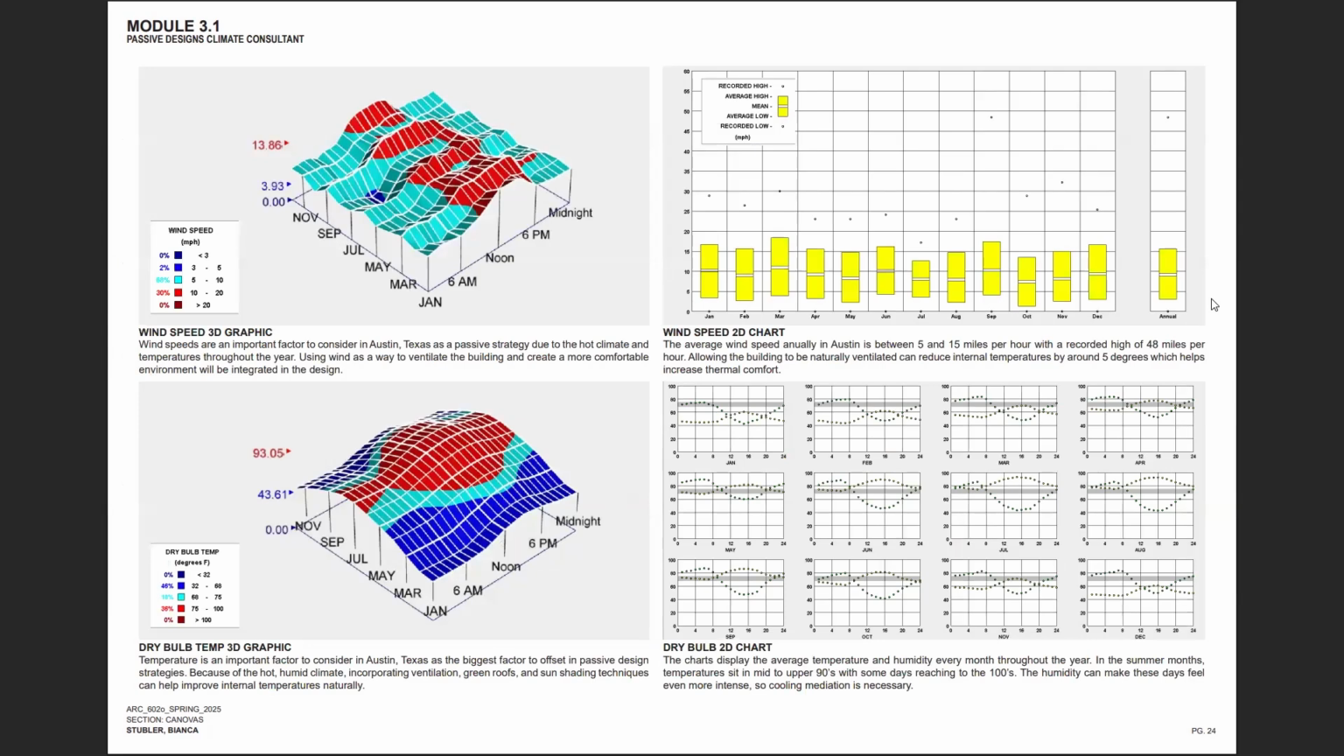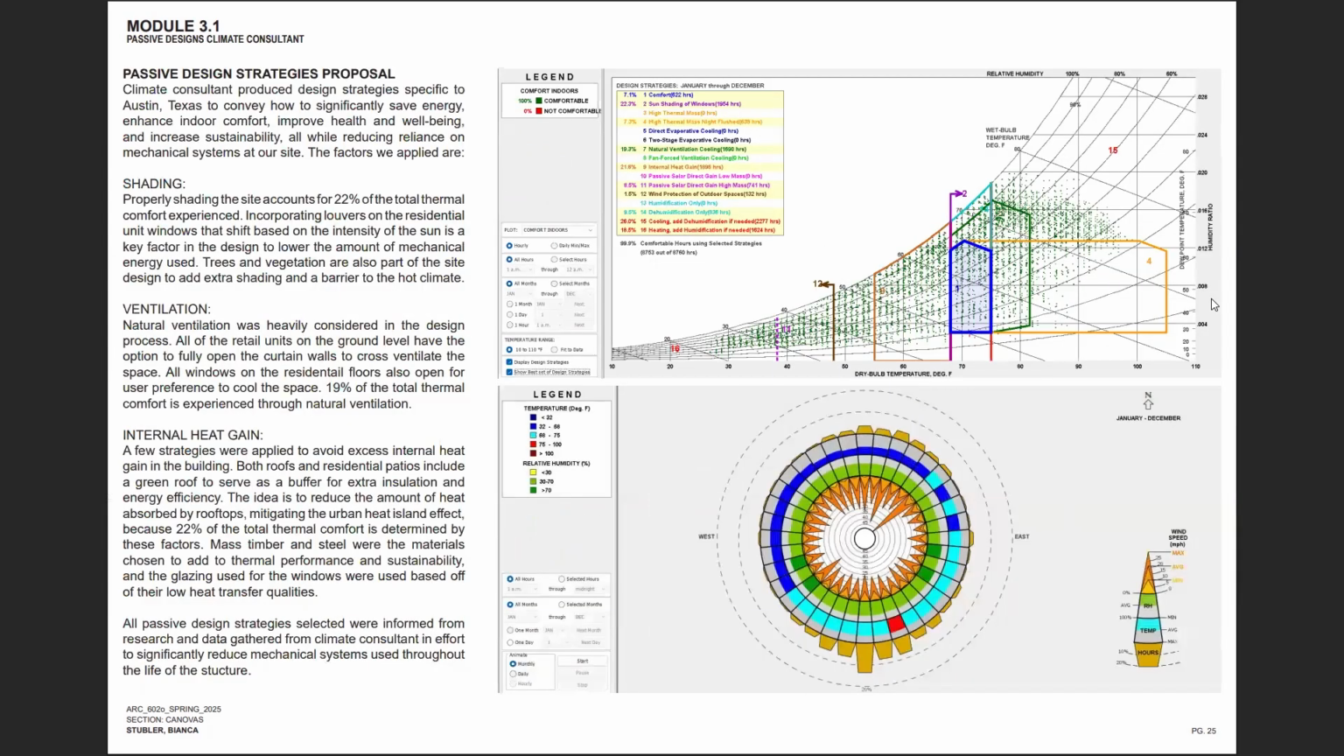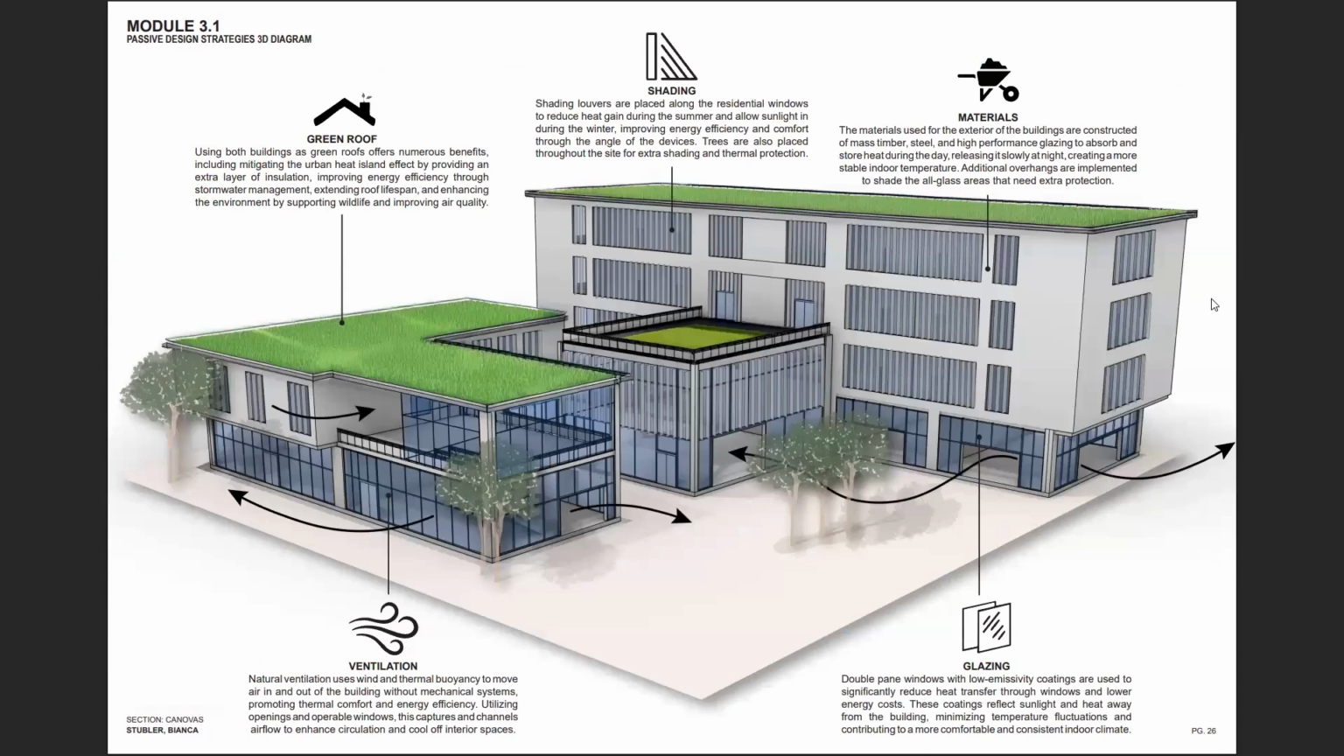What we're concerned about is obviously the heat and how we can use the wind of Austin to naturally ventilate our building. So the most important things that it highlighted were shading, to try and shade the site, have as much ventilation as possible, and then reduce internal heat gain. In order to do that, these are the passive systems that I came up with. So having a green roof, offering benefits, mitigating the urban heat island effect, providing insulation, improving efficiency, and it has that thermal layer, makes it harder to heat up the building so quickly.